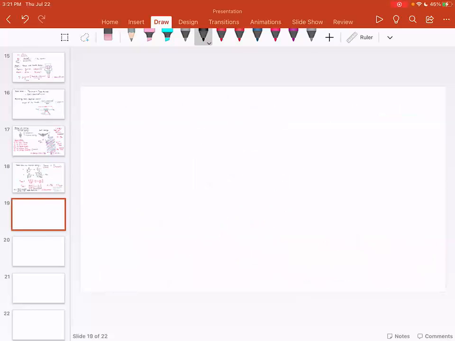The next important equation for spring design, I'm not going to derive this equation, but I'm going to tell you the equation. This is deflection of the spring.